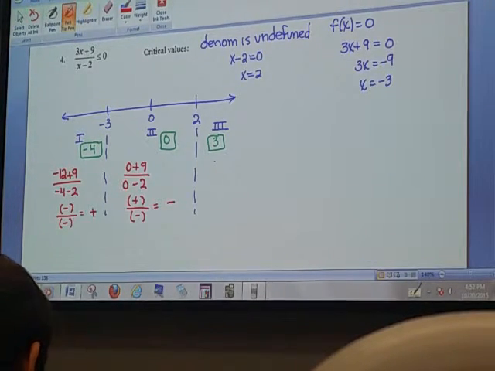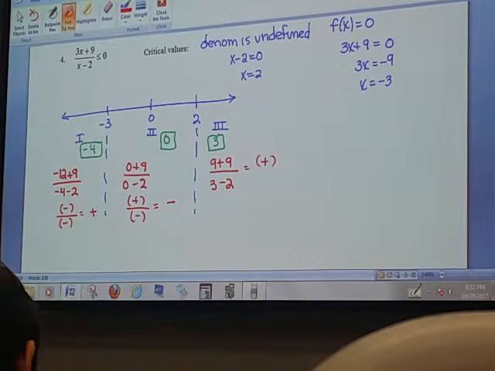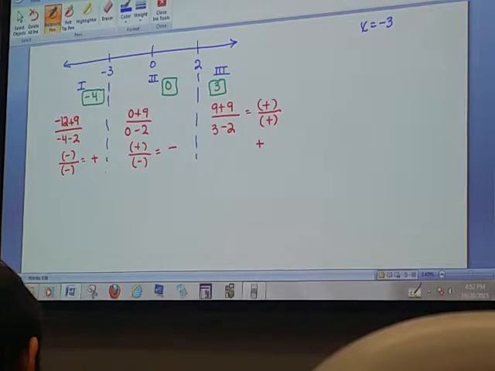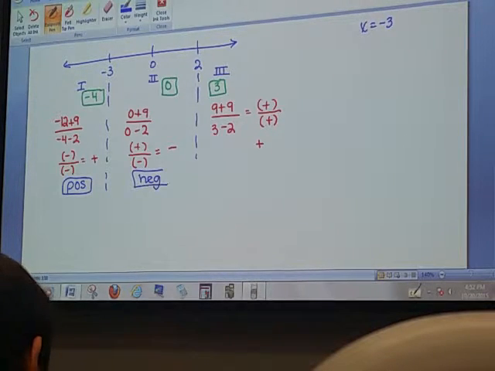And then here at 3, I have 9 plus 9, over 3 minus 2, which would be a positive over a positive, which would be a positive. So here, I will have positive. Here I'll have negative. And here I will have positive.